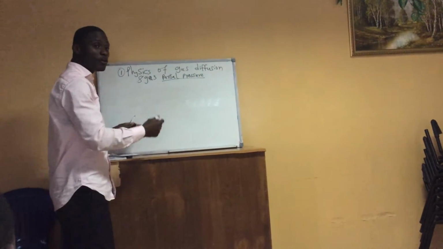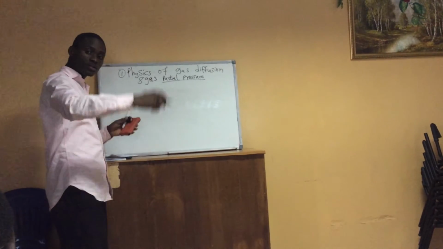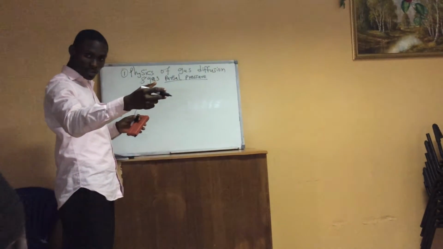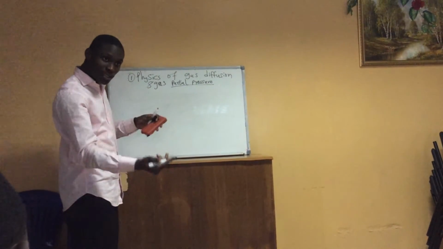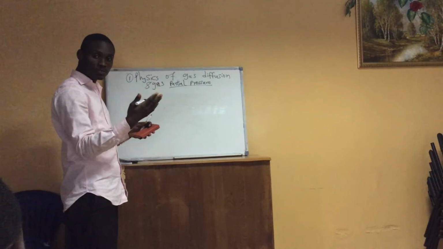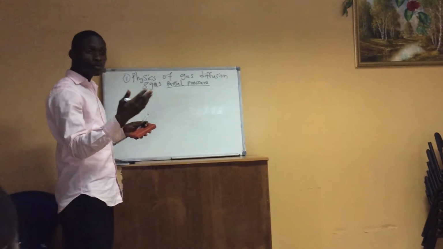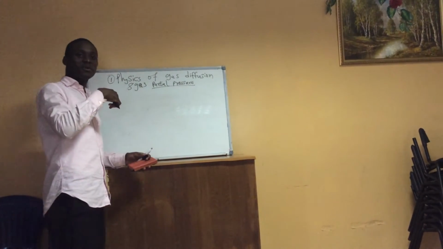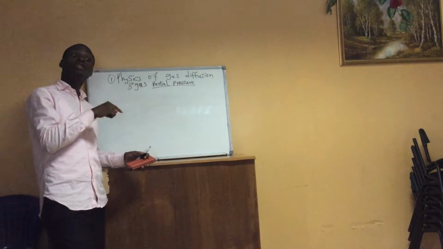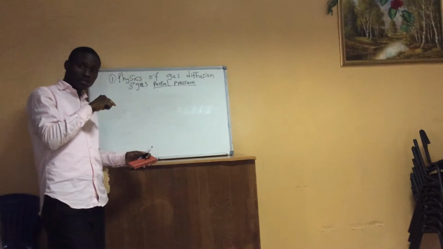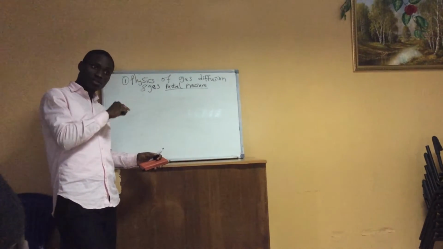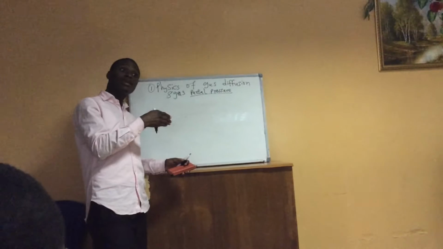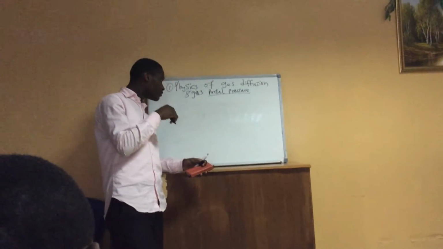Now, we know that from the pulmonary trunk, blood goes to the lungs. And from the lungs, through the pulmonary veins, blood goes back to the heart, to the left atrium. Very, very good.